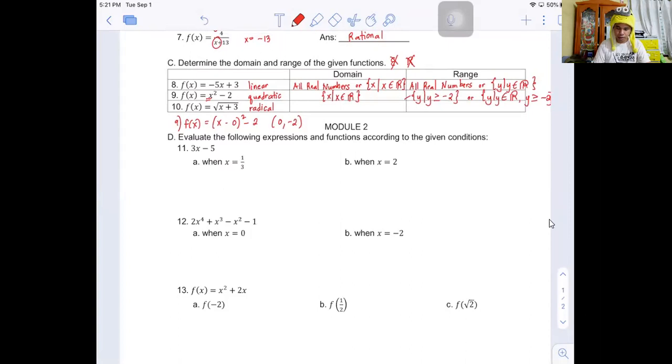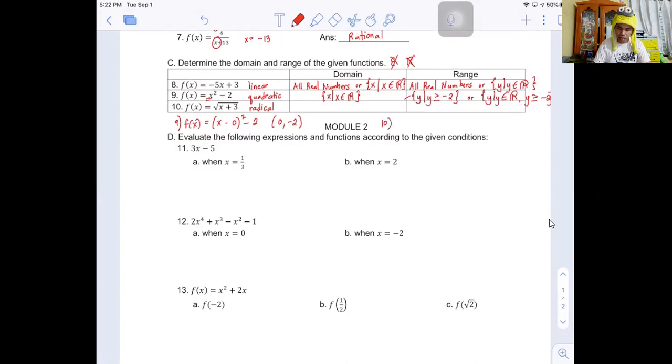Now, for number 10, our given function is a radical. I hope you remember this, it is very important. The value inside the square root, since the index is even, cannot be negative. So the smallest value it can take is 0.